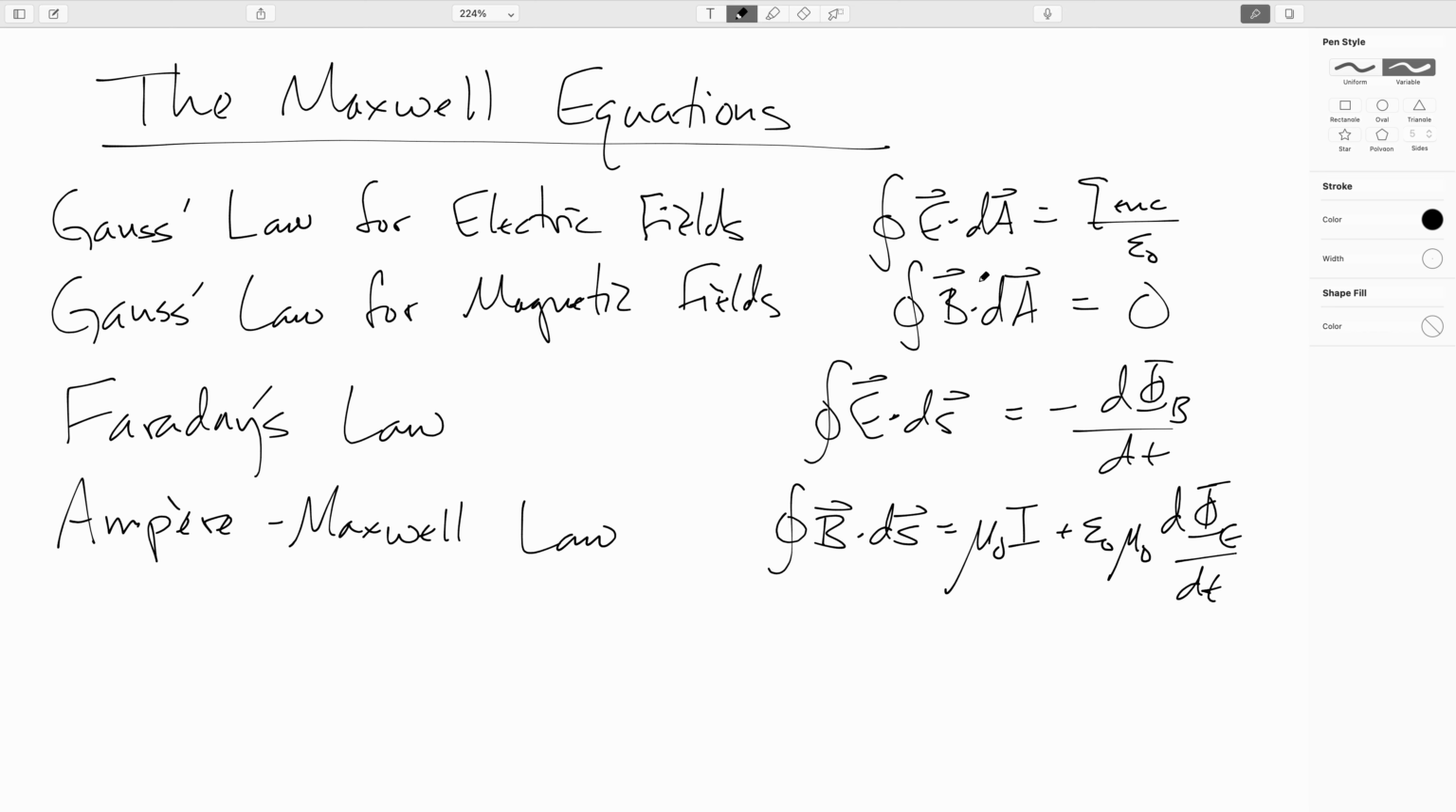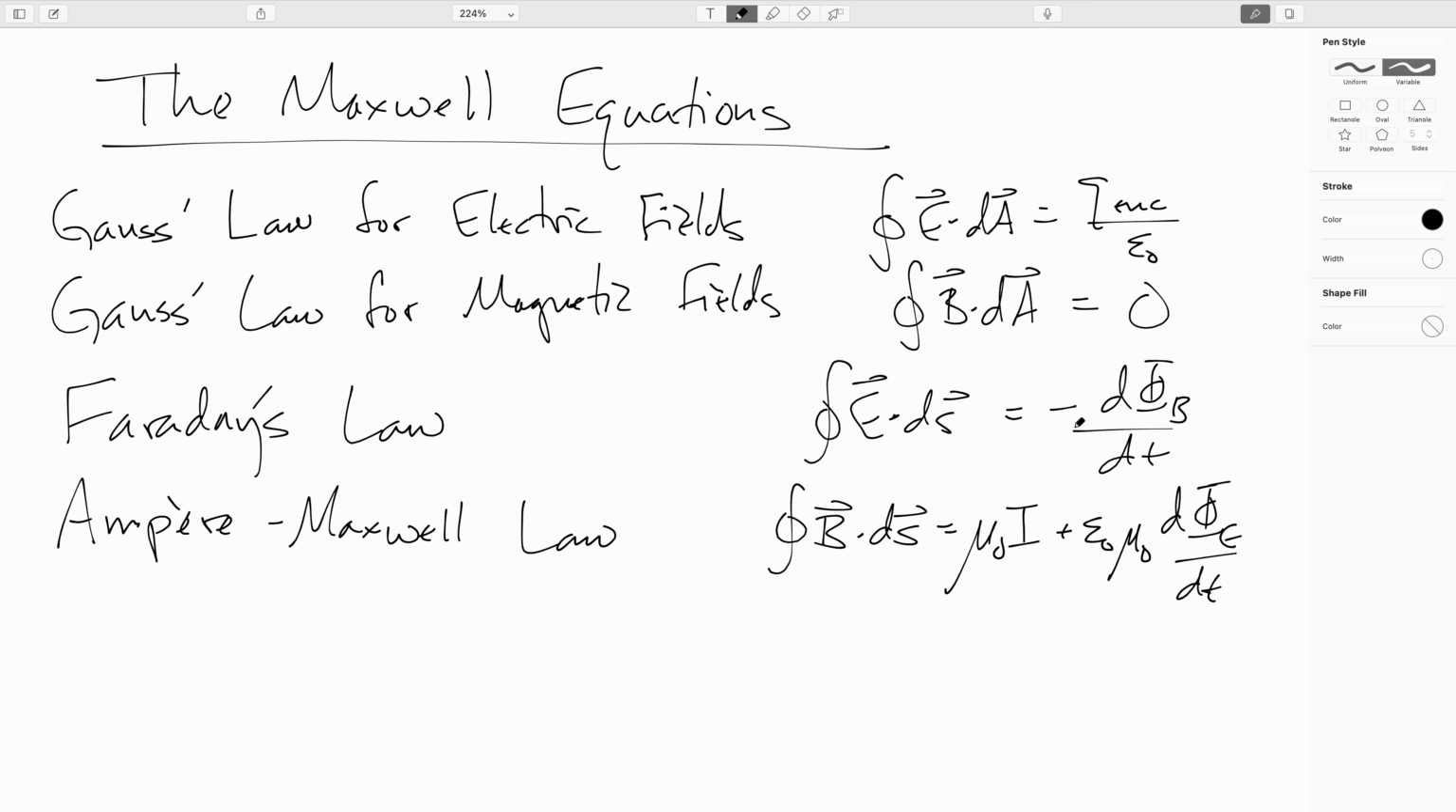Consistent with what Gauss's law for magnetic fields is saying, which is that since there are no magnetic charges, there are no places that magnetic field lines can start or stop. Now this is cool enough as it is. We can see here that there is an interrelationship between electric and magnetic fields.